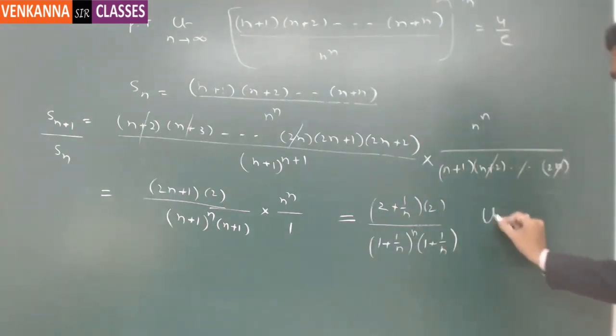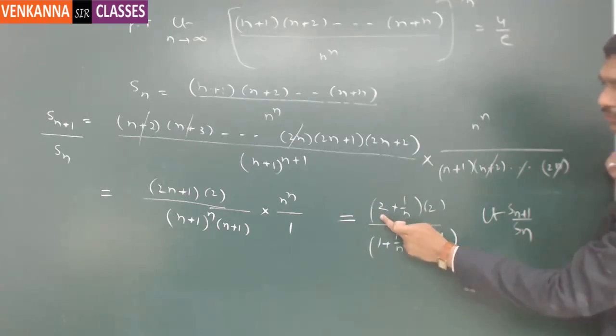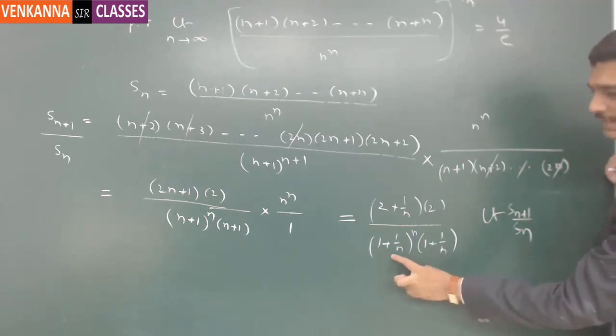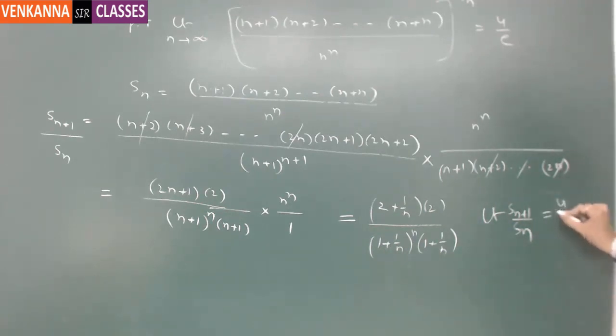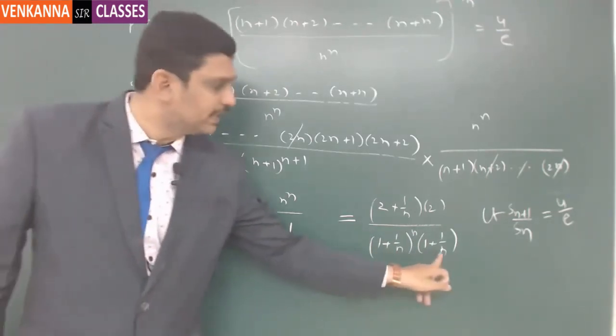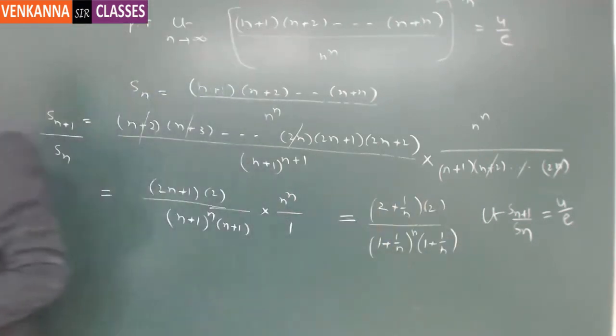So this is the final simplified expression. Now if I apply the limit of Sn plus 1 by Sn, this will be 2, this will be 2, this limit value is 1, this limit value is e, so the answer is nothing but 4 by e. Please check that. In the denominator, the limit of this term is e, the limit of this term is 1, here the limit is 2, so 2 into 2, 4, 4 by e will come. Agreed, all?